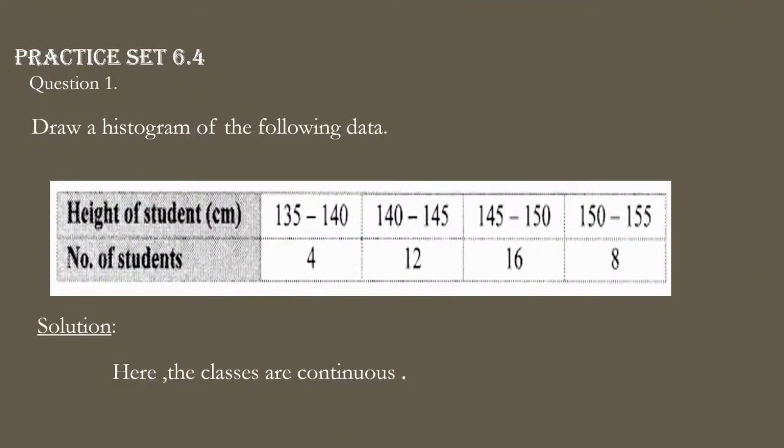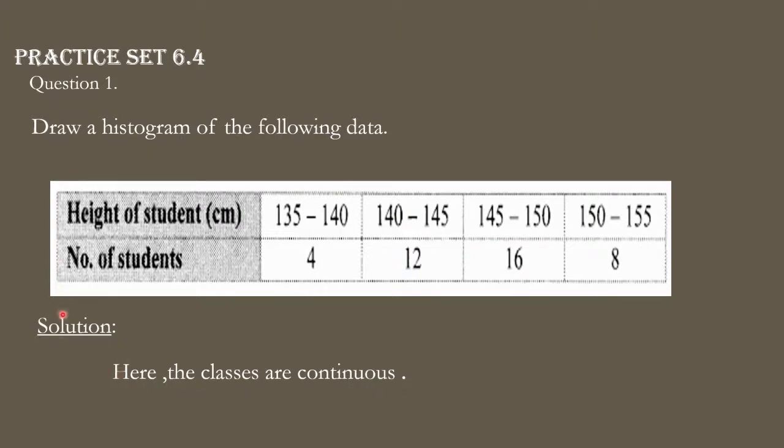Practice set 6.4, question number 1. Draw a histogram of the following data. Here a table is given. The height of students in centimeters and number of students, as the class and frequency, are given. And then the solution. First you have to check whether the classes are continuous or not. Here the classes are continuous.